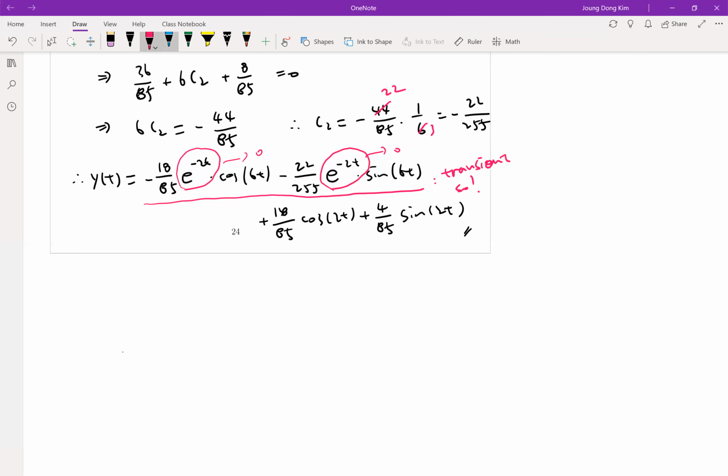Okay, what about this part? Even as t is increasing, it is still oscillating by the cosine and sine functions. So this one is a steady state solution. That's it. So how can you draw the graph of this one? It's easy.